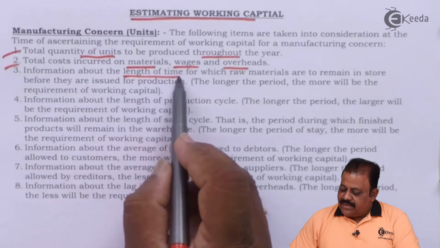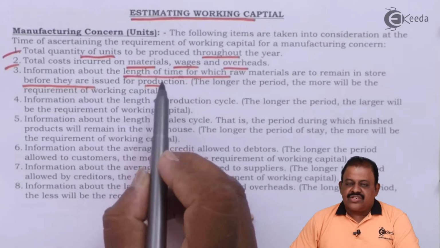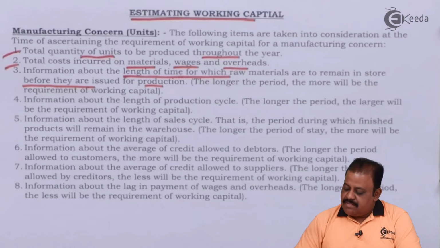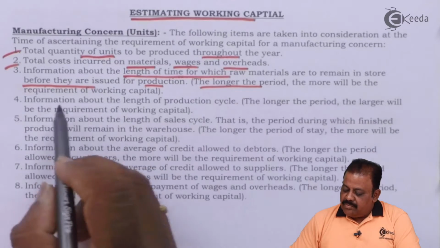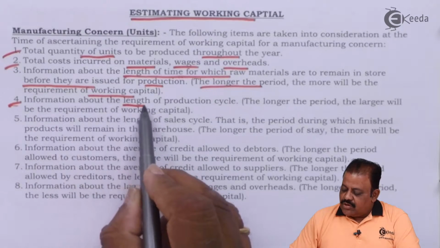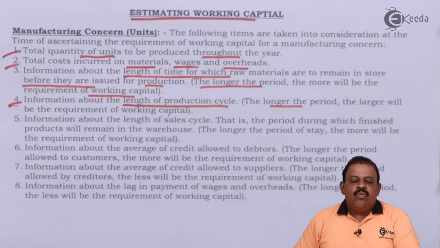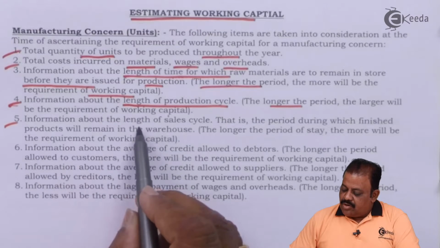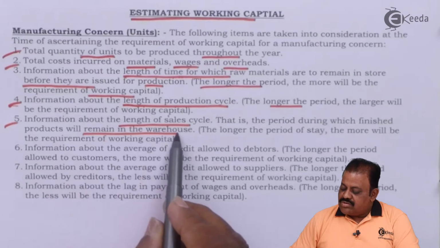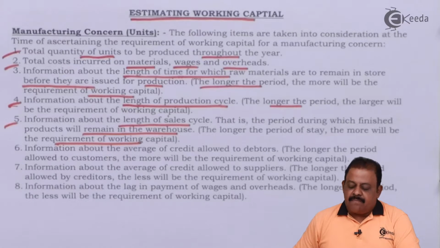Information about the length of time for which the raw material is to remain in store before it is issued for production, that is, the average stock of raw material lying in godown before actual consumption. The longer the period, the more will be the requirement of working capital. Information about the length of the production cycle. The longer the period, the larger will be the requirement of working capital. Information about the length of the sales cycle, that is the period during which the finished products will remain in the warehouse. The longer the period of stay, the more will be the requirement of working capital.